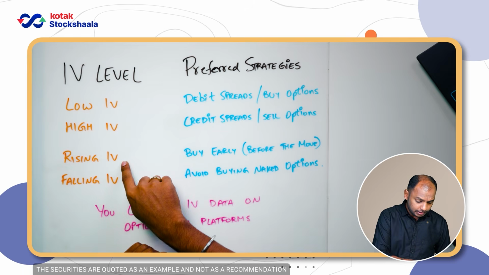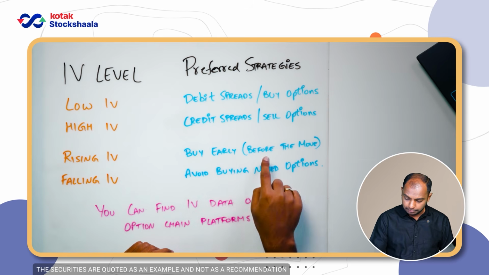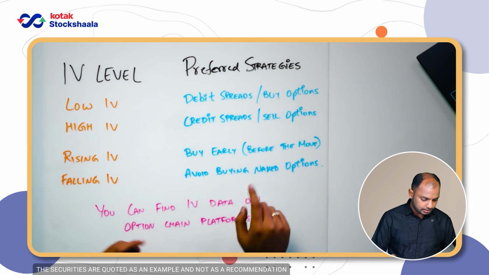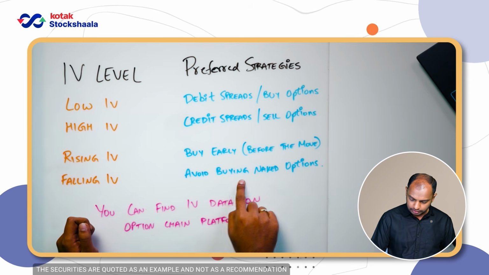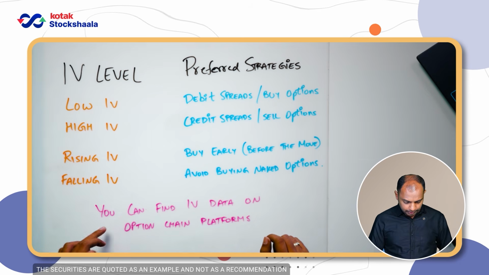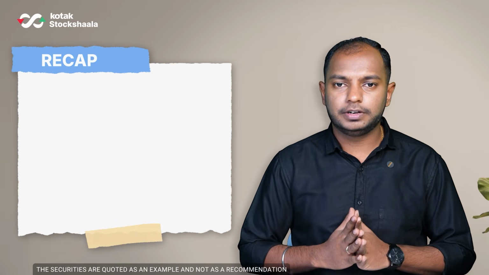Whereas if the IV is rising continuously, then you can go for buying early even before the actual move. Whereas if the IV is falling, in this case, you have to avoid buying naked options. You can find IV data on option chain platforms. So let's summarize what we have learned so far.